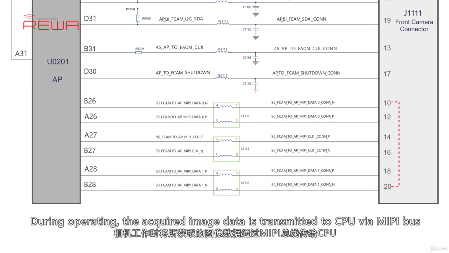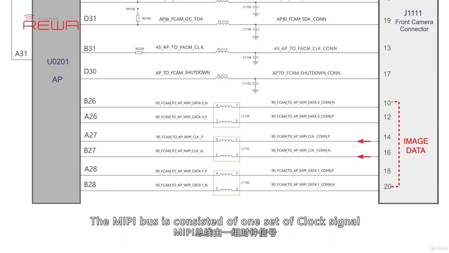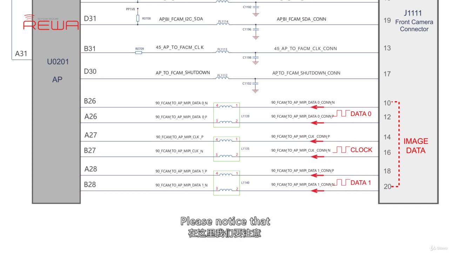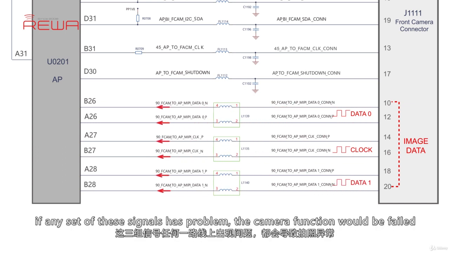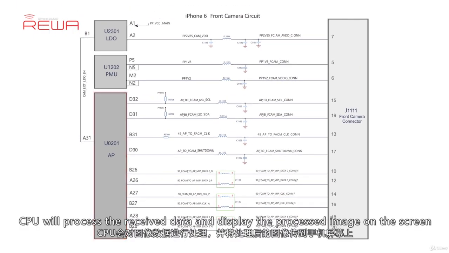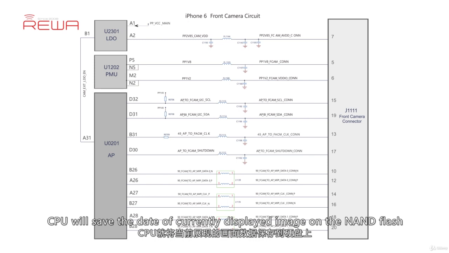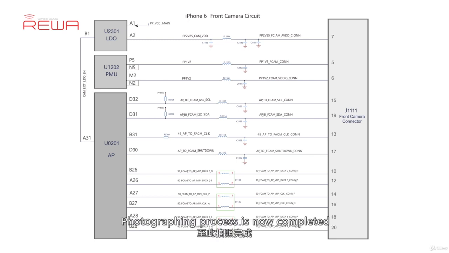During operation, the acquired image data is transmitted to the CPU via the MIPI bus. The MIPI bus consists of one set of clock signal and two sets of data signal. Please notice that if any one of the three signals has a problem, the camera function will fail. The CPU will process the received data and display the processed image on the screen. When the user presses the camera button, the CPU will save the data of the currently displayed image on the NAND flash. Then the photographing process is completed.